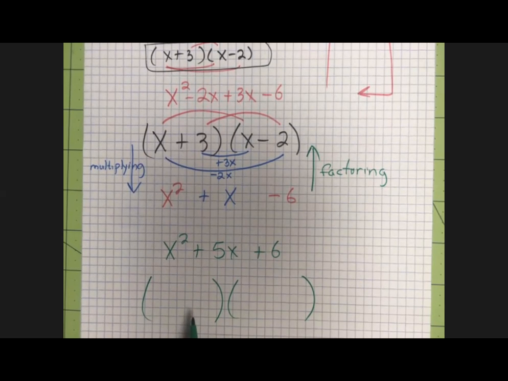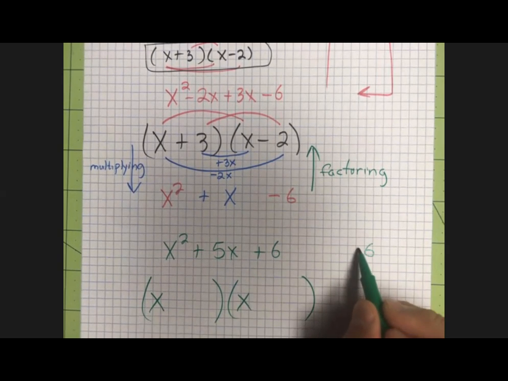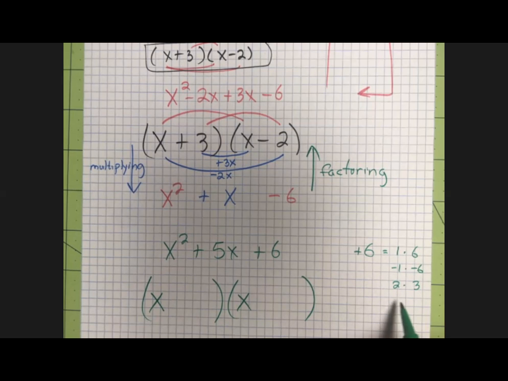Well, you can try a few things and see what happens, right? If you want to have an x squared out front, you're going to have to multiply x times x. If you want to have a plus 6 in the back, now here you have 2 chances. Well, I guess you have a couple, right? You could do 1 times 6, both positive, or 1 times 6, both negative. You could do 2 times 3, both positive, or 2 times 3, both negative.